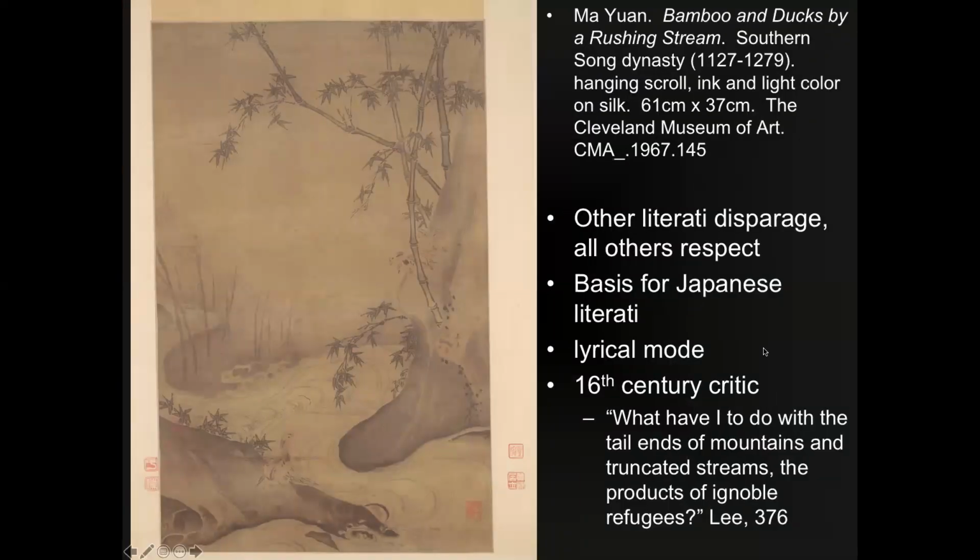So this style of painting that Ma Yuan develops, often called the lyrical mode in Japan as well. But other people looked at it in a different way later on. So a 16th century critic, and this is during the Ming Dynasty, and I'll talk about why they would say this, says, "What have I to do with the tailands of mountains and truncated streams, the product of ignoble refugees?" And sometimes he's talking about foreigners like Manchurians and such. So that's one kind of idea behind his statement.